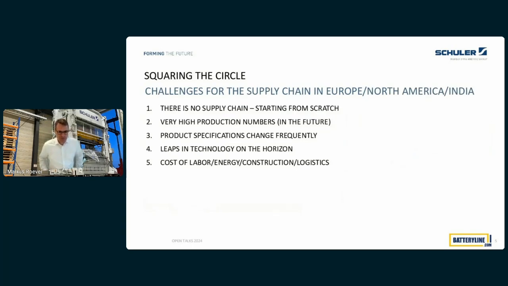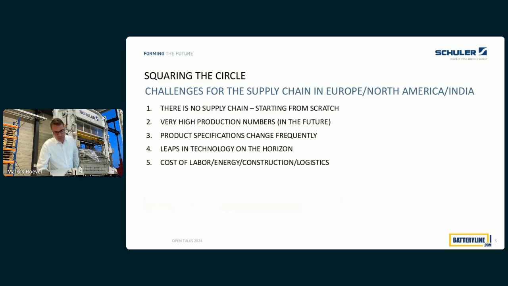So what are the challenges I see right now for the supply chain in the, let's say, growing markets in Europe, North America, and India? These are markets where the gigafactories are still to be built or will be built.